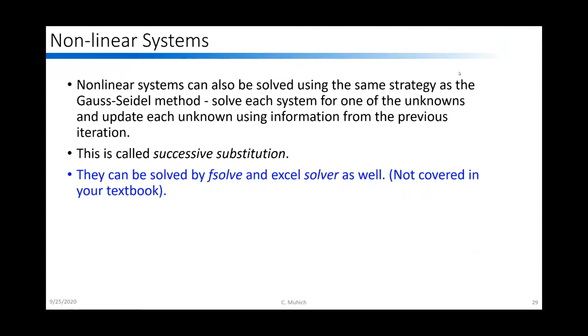The last category of simultaneous equations that we're going to cover are nonlinear systems. So these systems are like linear problems, but now we have nonlinear terms in them. We have some sort of form where x isn't just by itself times a constant. So these can be solved using a similar strategy as the Gauss-Seidel method, where we solve for one unknown and we update each value as we go. This is called successive substitution. So we'll go through that first, and then we'll talk about a different method.